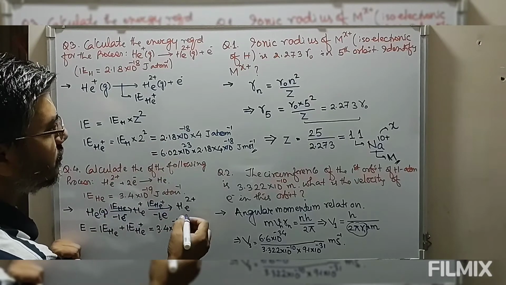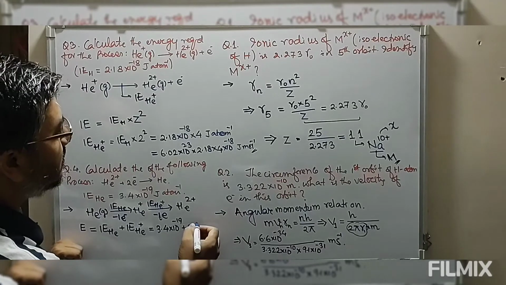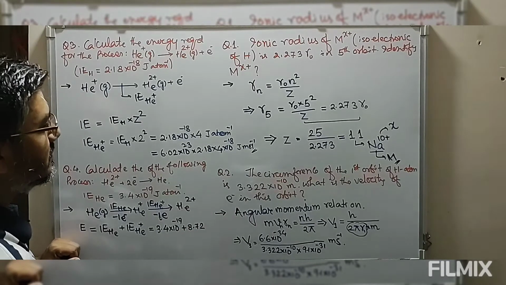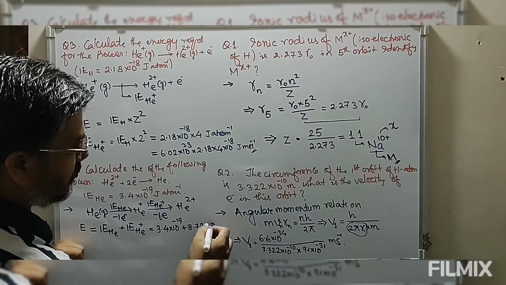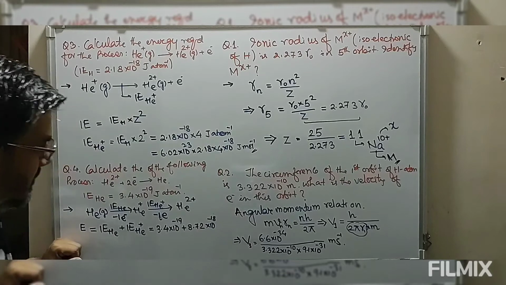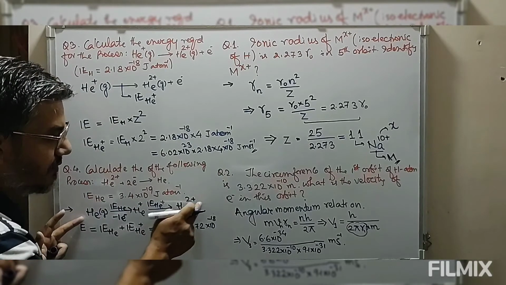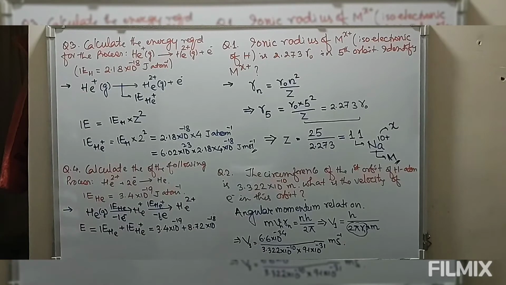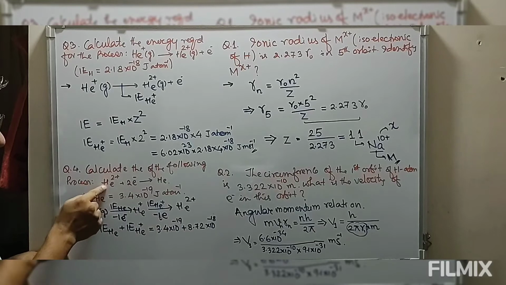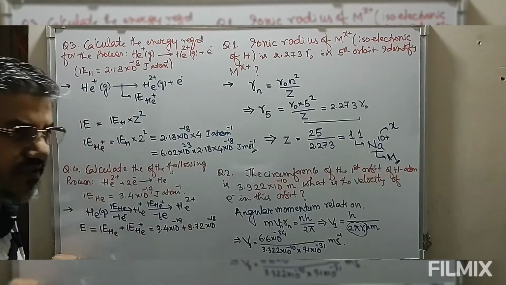So this is equal to 8.72 into 10 to the power minus 18. This is the energy required for conversion of helium into helium plus 2. Now the question says, energy change when helium plus 2 accepts 2 electrons. So energy for this process is positive.